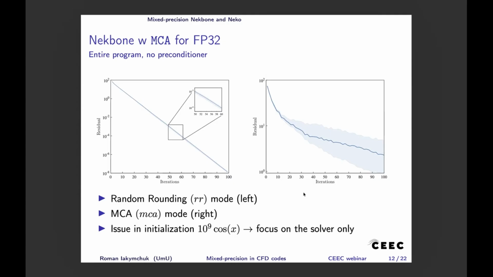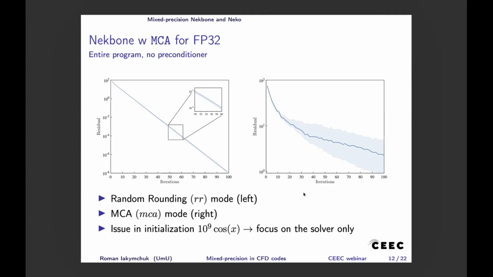Iterations converging very nicely, and there is not a lot of noise. But when we looked at the right picture with more rigorous analysis, we can see there is indeed a deviation, and we were able to pinpoint that it is due to initialization steps, where we have 10 to the power 9 multiplied by cosine.